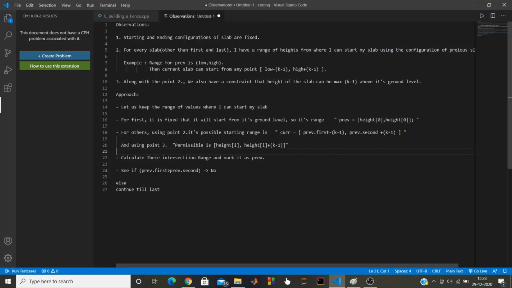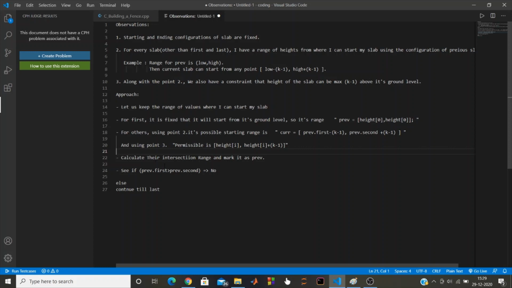And I also know that constraint 3 is given, which is that the starting height can be from the ground level till k minus 1 above the ground. So using this, I will calculate the intersection using point 2 and point 3. These two values I will intersect and mark the result as my new previous.